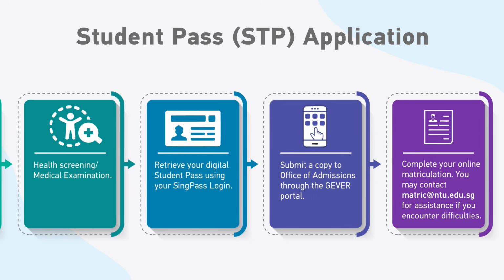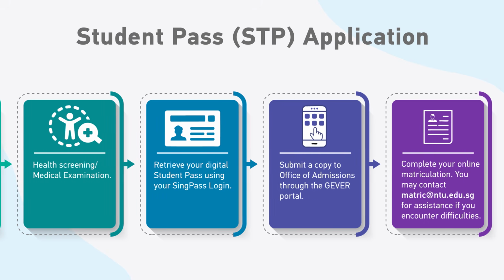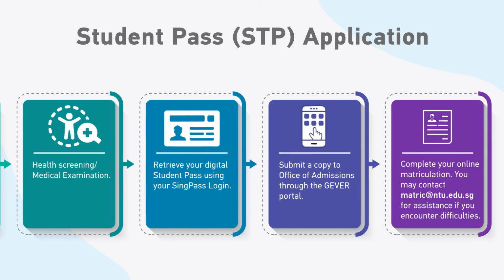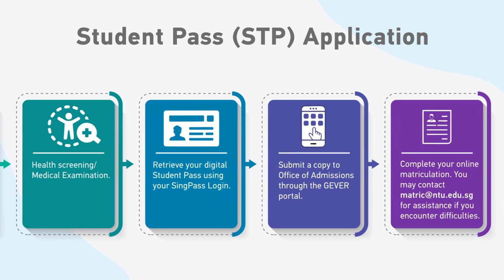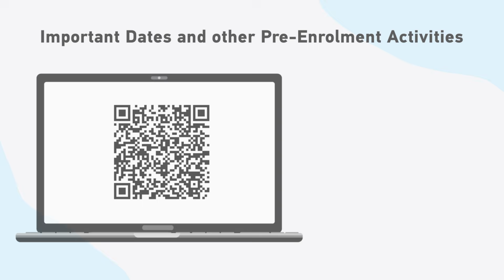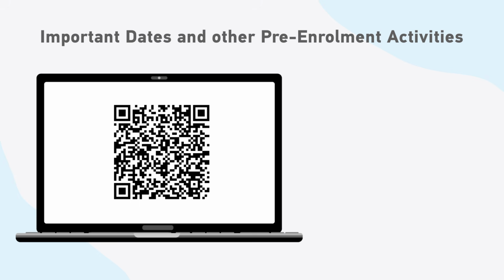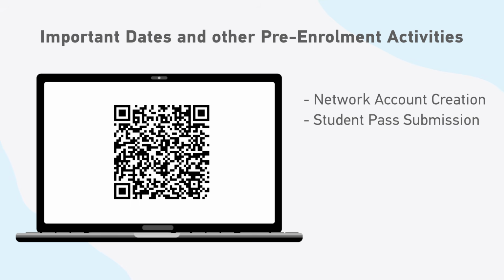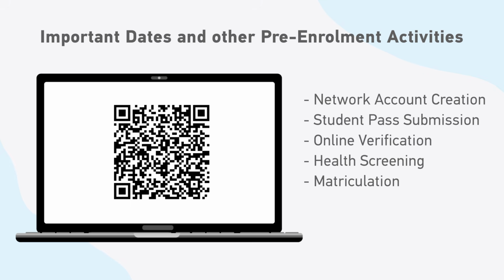If you encounter any difficulties, you may contact Matric at ntu.edu.sg for assistance. The QR code shown on this slide will direct you to the most up-to-date list of important dates. These include the start dates for network account creation, Student's Pass submission, online verification, health screening deadlines, matriculation deadlines, and hostel application periods. Keeping track of these dates will help ensure that your enrollment process goes smoothly.